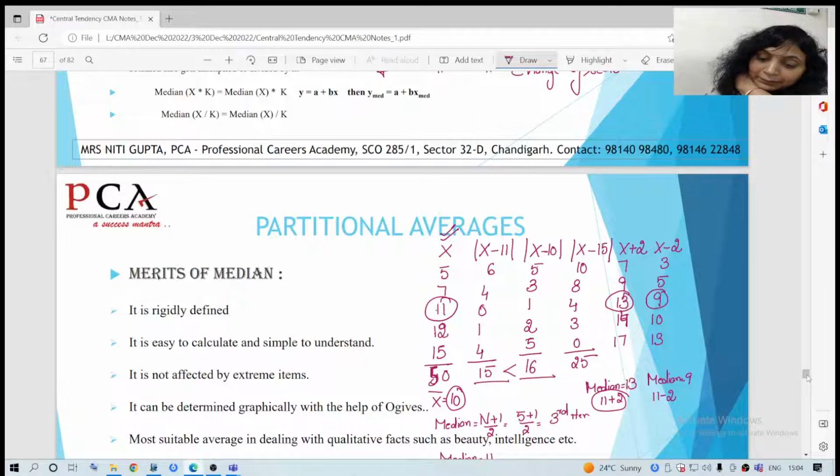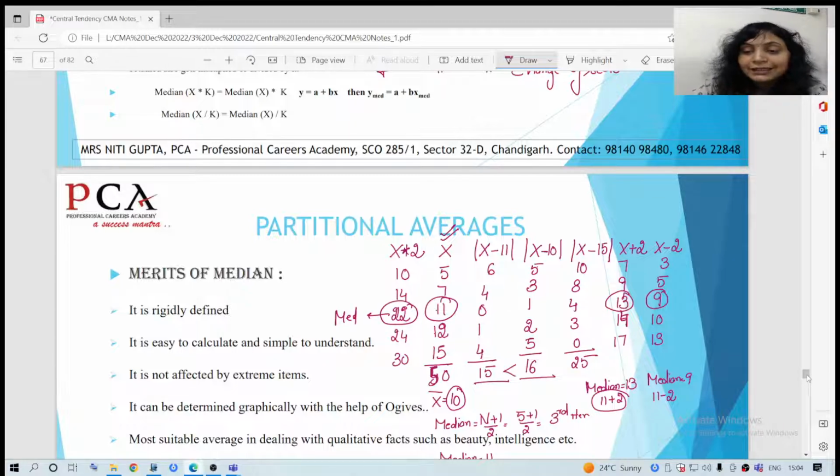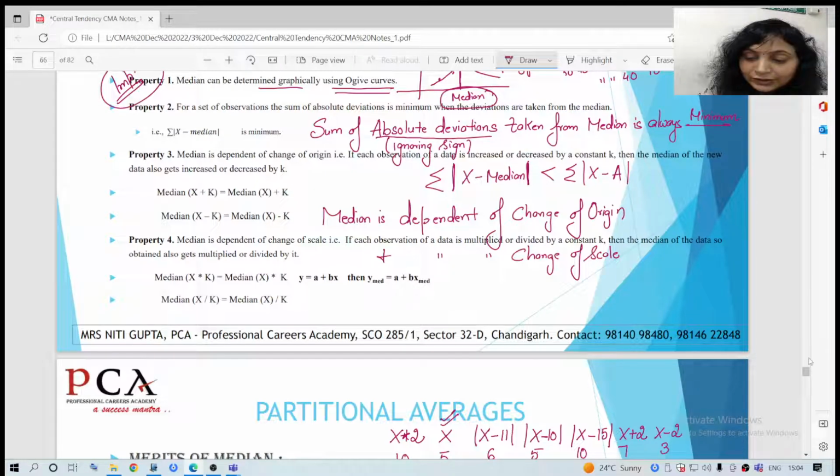Now if I multiply the entire series by 2, this becomes 10, 14, 22, 24 and 30. Again the position remains the same, so my median is 22. So the thing is this, just understand the concept.